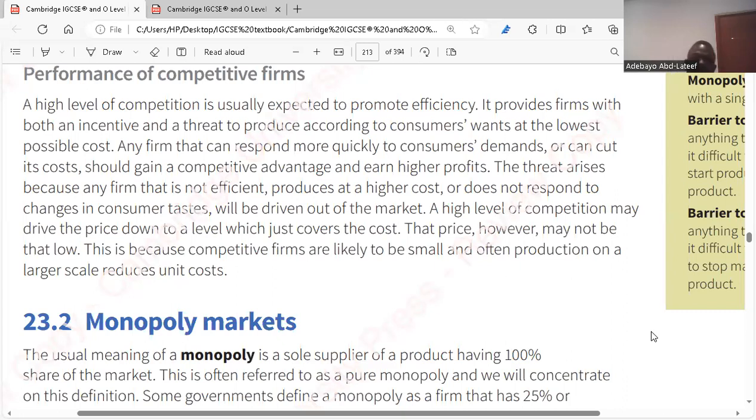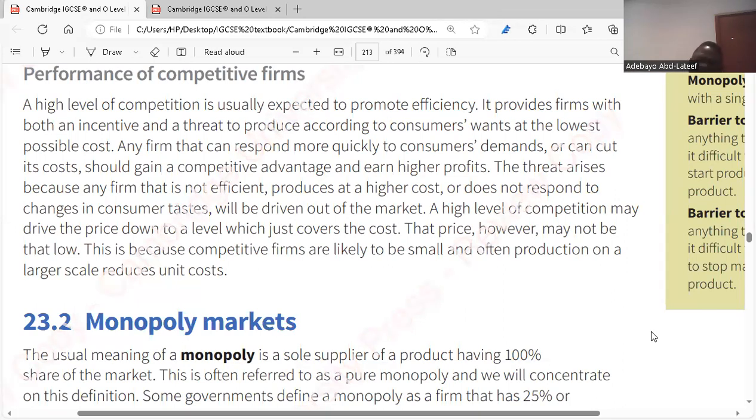Is it clear? Yes. So a higher level of competition may drive the price down to a level which just covers the cost. That price, however, may not be that low. This is because competitive firms are likely to be small and often production on a large scale reduces unit cost. So the last thing about the performance is this. Prices, there's a high level of competition. That's why we said it's a competitive market.